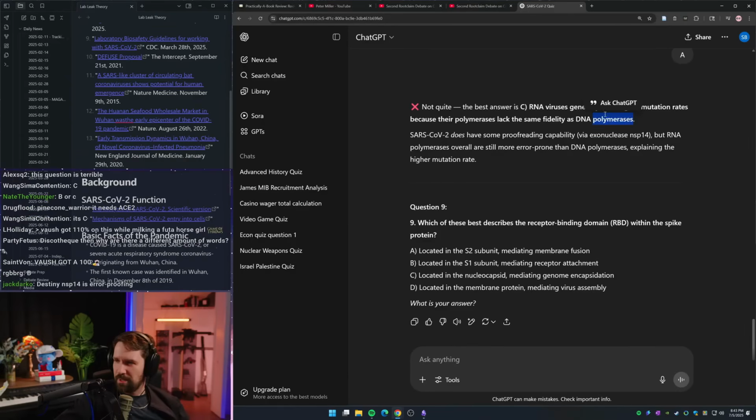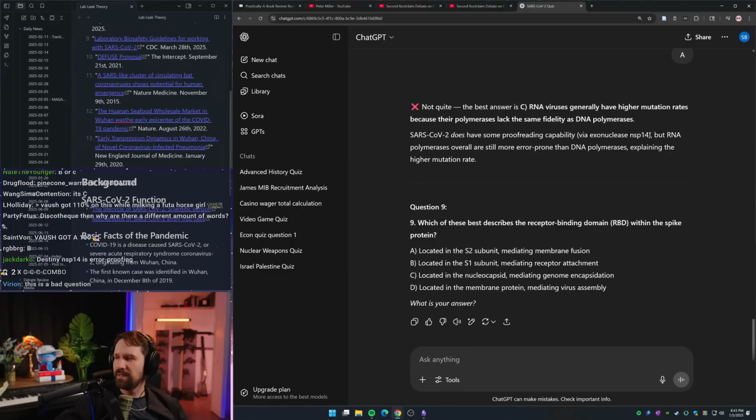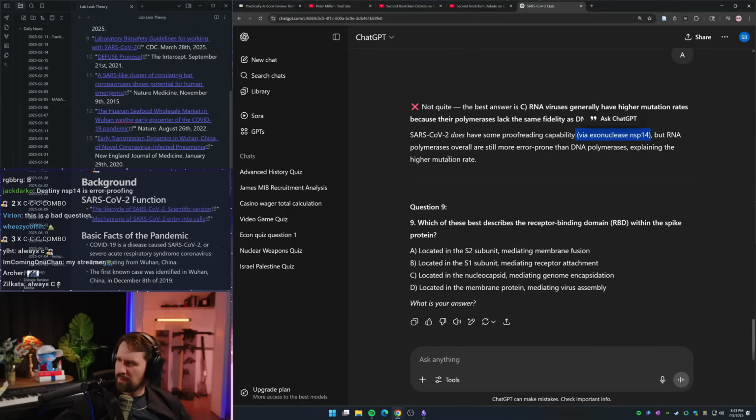I don't know what polymerase is. It does have some proofreading capability via exonuclease NSP14. How could I forget that? But all right, well, overall, it's still more error-prone than DNA polymerases, explaining the high mutation rate.